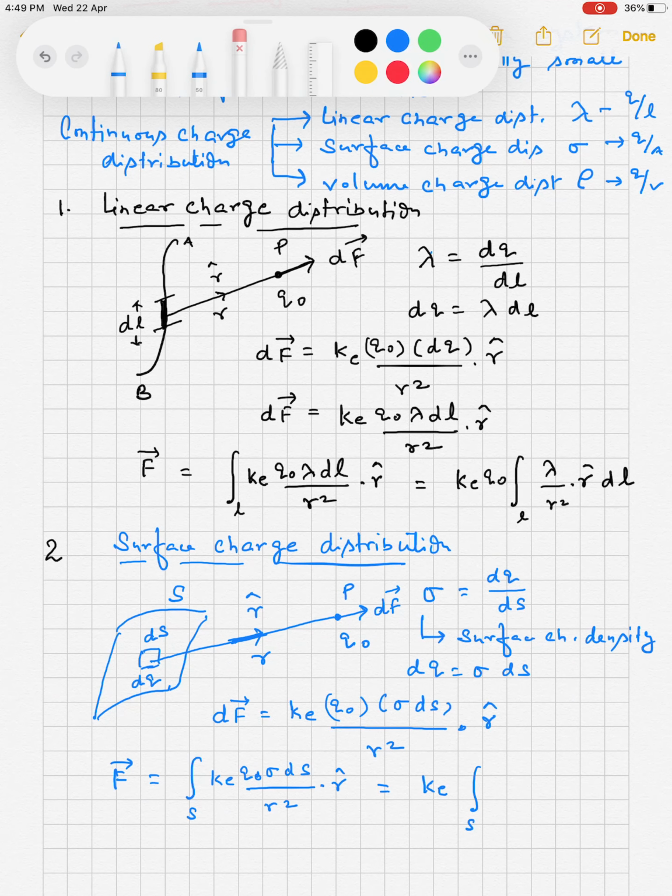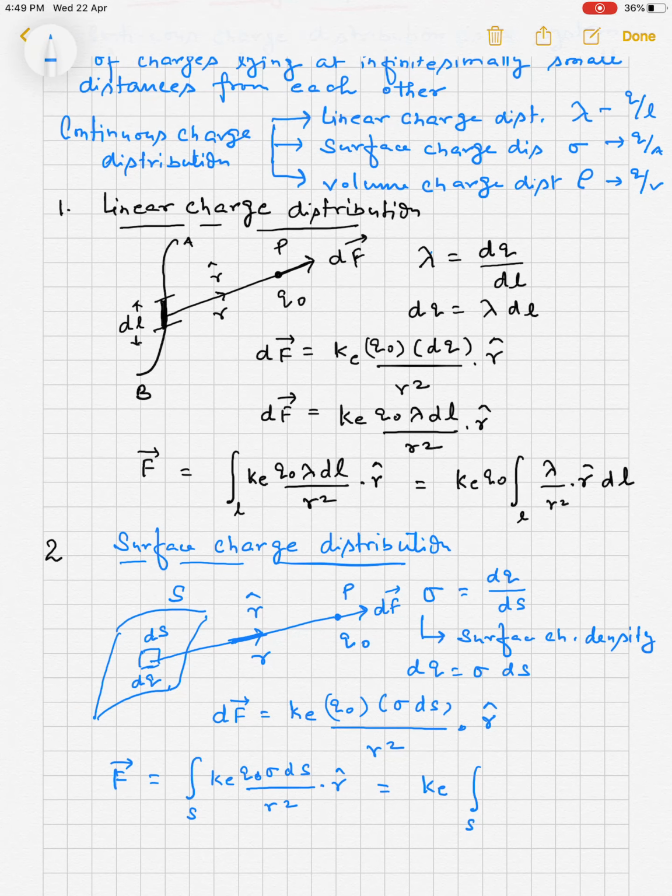So we have Ke Q naught integration of sigma upon r square into r unit vector into ds. In this way we can find the force due to surface charge distribution.